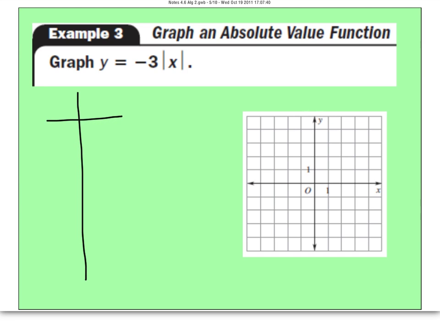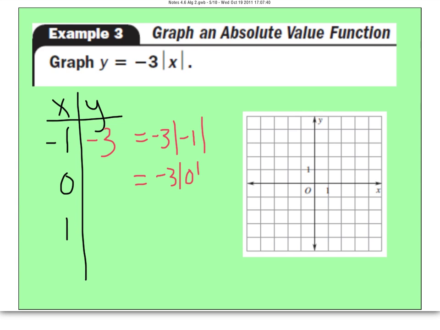Here's another one. Let's pick our own X's. This time I'm going to do, how about we just do -1, 0, and 1. Okay? So I'm going to go here and say -3 times -1 absolute value. Absolute value of -1 is 1 times -3, -3. Now let's put in 0. So -3 times the absolute value of 0 is just 0. Put in 1. -3 times the absolute value of 1. Absolute value of 1 is 1 times -3 is -3.